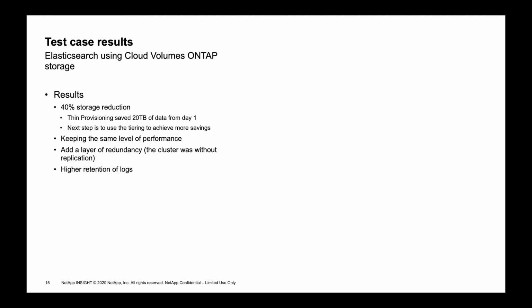What's even more interesting here is that the cluster was without any replication, which means that in case of an EBS failure, the whole cluster is not available. By deploying a highly available CVO cluster, we added a layer of redundancy to the solution. So to conclude, Spot now has an elastic cluster which is 40% cheaper than before with a higher SLA, and now they can even keep more logs with the same price and better support their customers.